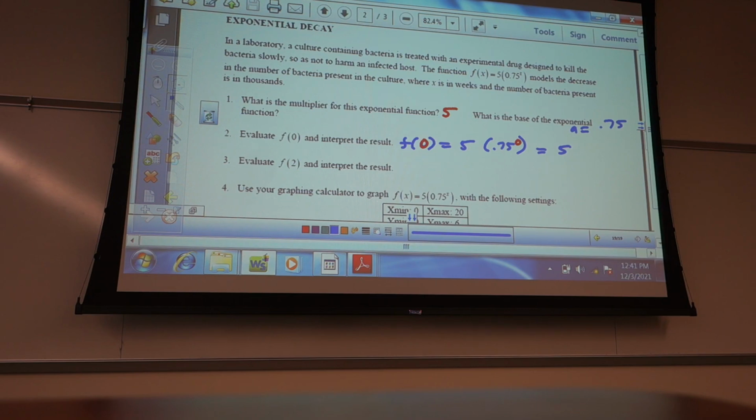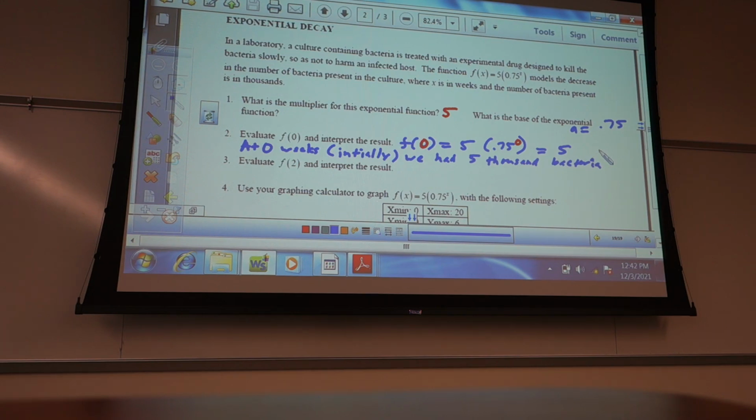So what does that mean? That means that initially, at 0 weeks, so in other words, initially, to start with, does anyone understand what I'm saying? The initial amount is your starting amount. We had 5,000. Okay, I was like, can't have 5 bacteria. Okay, thank you. 5,000 bacteria. That's what we're figuring out.